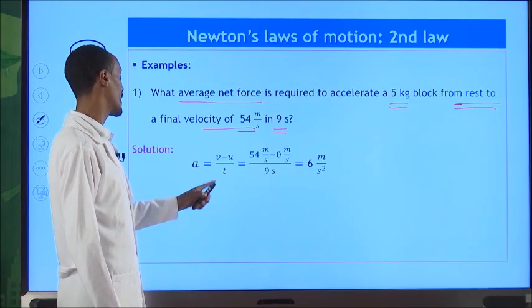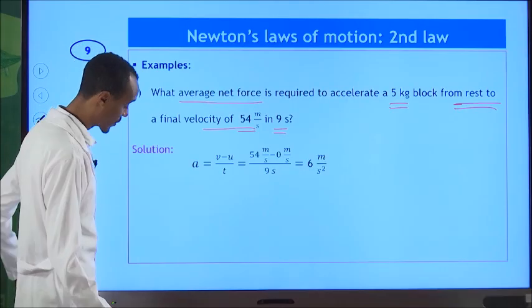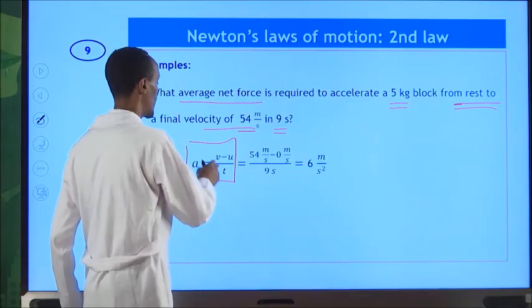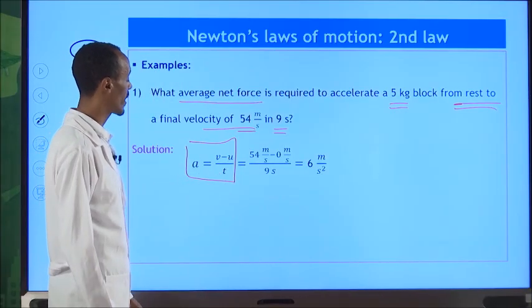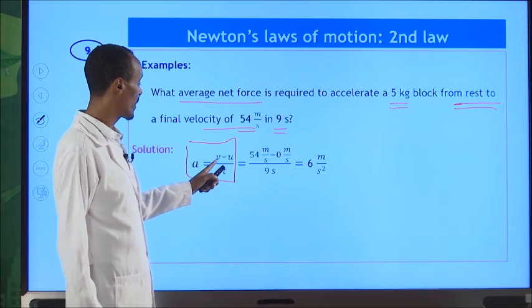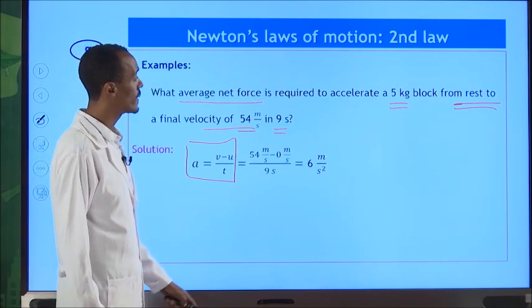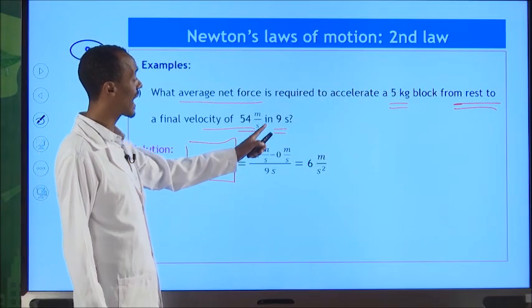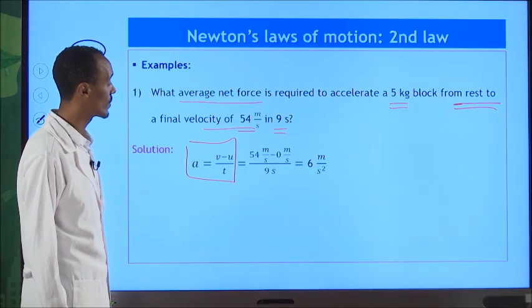So what is acceleration? From the uniformly accelerated motion equations, we know that acceleration can be written as the difference of the final and the initial velocity divided by t. Our final velocity is 54 meters per second, and the initial velocity is 0 meters per second, and the time taken to make this change of velocity is 9 seconds.